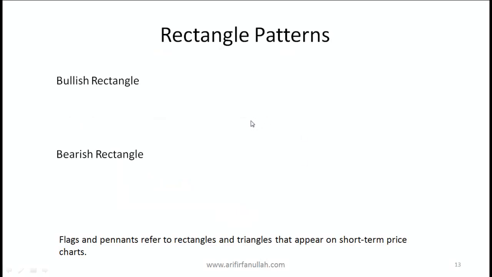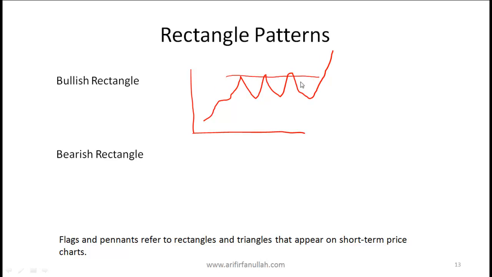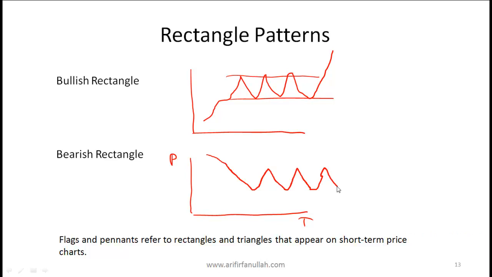Rectangle patterns are also examples of continuation patterns. So what's a bullish rectangle? You have an uptrend, and then for some time the stock price forms a sort of rectangle, and then the uptrend continues. So this is a bullish rectangle because the stock price is going up. What is a bearish rectangle? Price against time, so the stock price is coming down, and then temporarily we make this rectangle and then it keeps going further down. So this is an example of a bearish rectangle.